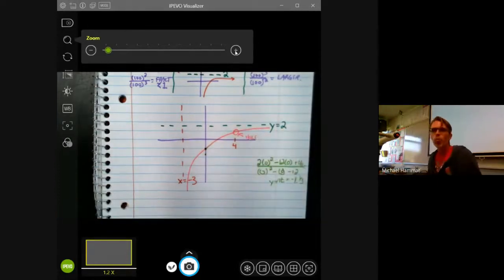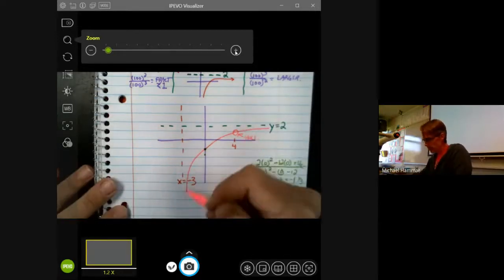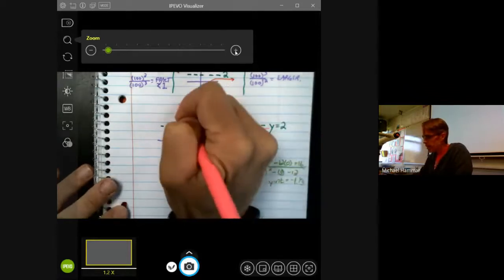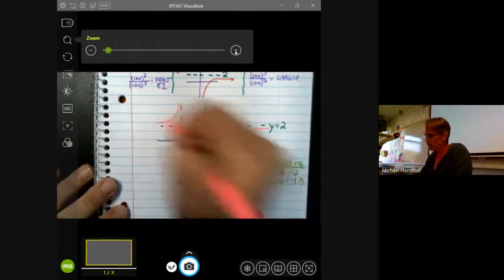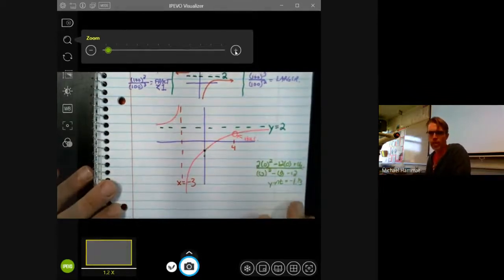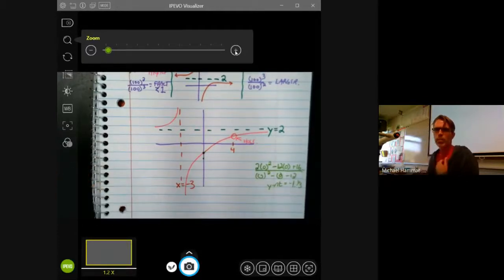The hole is always on the graph. The hole is never down here on the x-axis. Okay? Now, if it's going this way, that means that up here, we're going to have the other portion of that graph. So this is going to be the graph of this function.